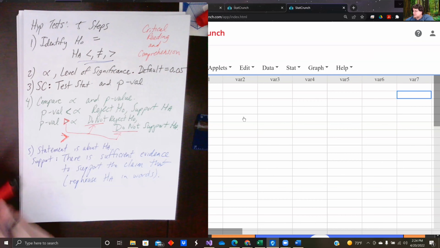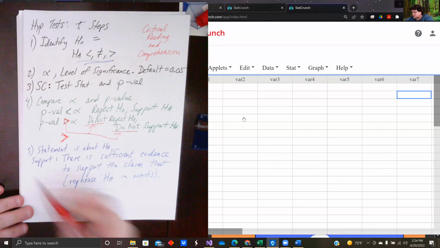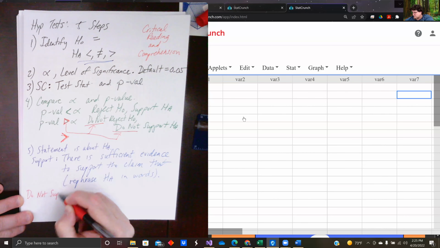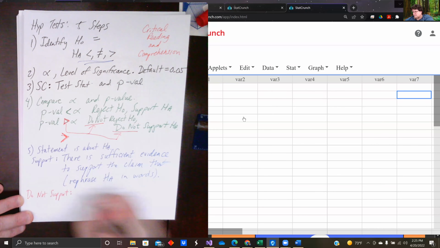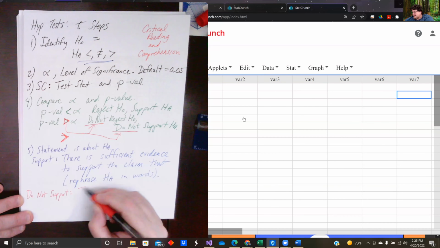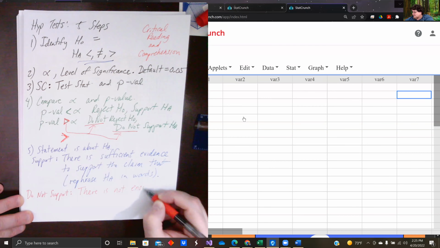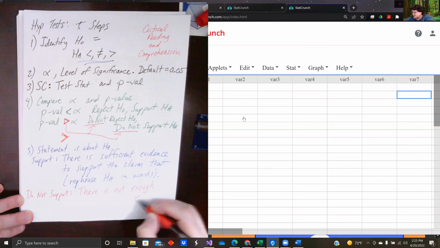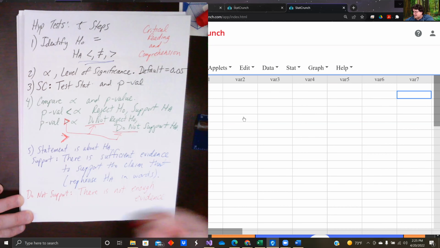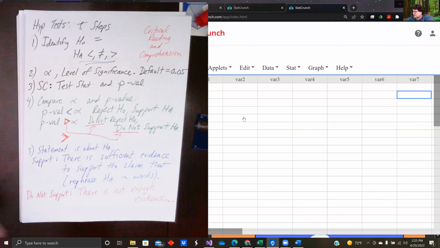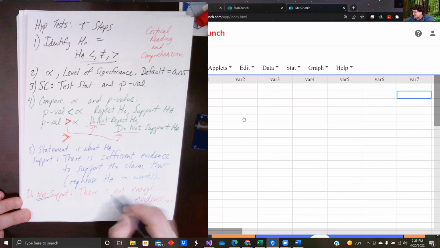And if we do not support, there is not enough evidence. And then everything else is the same. Again, the "nots" go together.